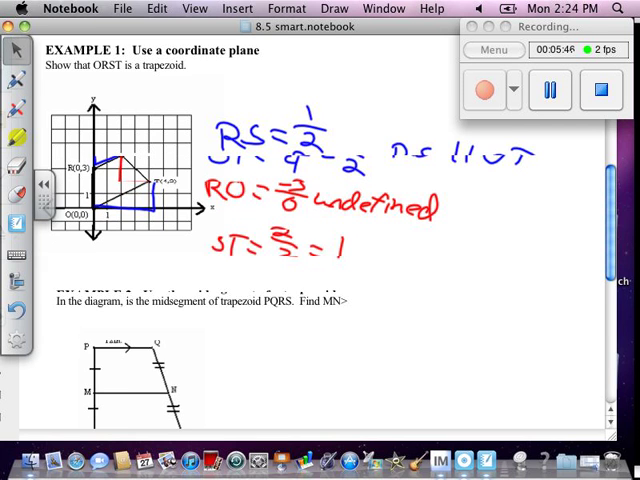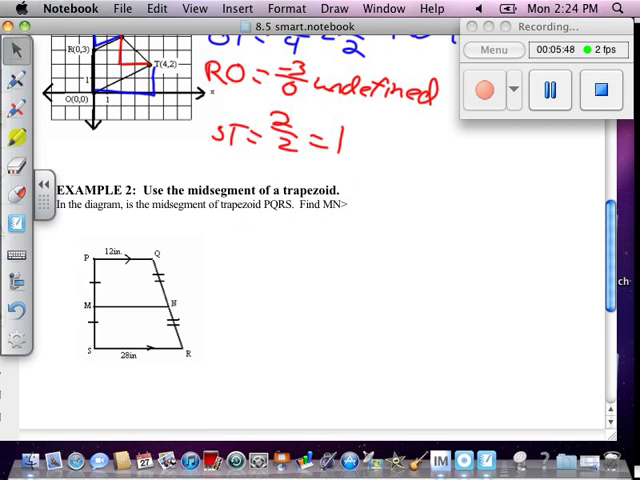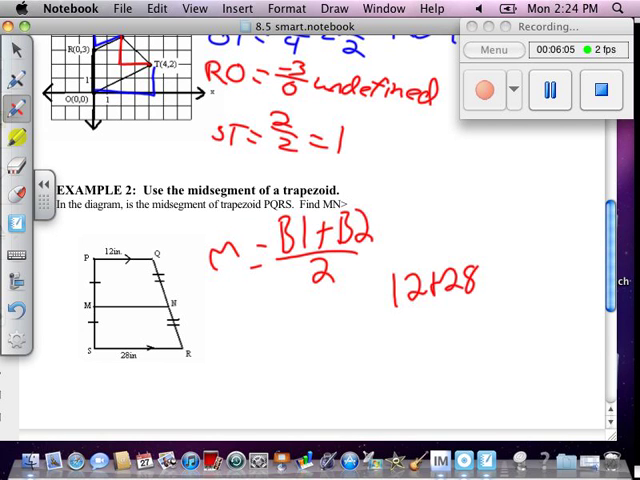All right. Using the midsegment of a trapezoid. Remember, midsegment is base 1 plus base 2 divided by 2 gives you the midsegment. All right, what's base 1? Doesn't matter which one you leave away. So I've got 12 plus 28 over 2. What does that equal? 20. 20 inches is the length of MN.